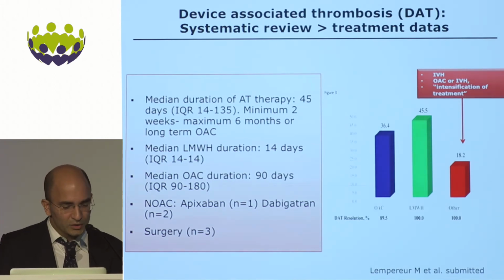So we see that the median duration of antithrombotic therapy for this complication was 45 days with a minimum of 2 weeks and a maximum of 6 months. And we see that the median duration of treatment was lower with low molecular weight heparin as compared to oral anticoagulation. There were only very few cases reported with the NOAC, only 1 case reported by Dr. Fréchette with apixaban with successful resolution of the thrombus, and 2 cases with dabigatran with only partial resolution of the thrombus. So we cannot recommend really NOAC until we have more data. And there were 3 cases of very large thrombus that could only be solved by surgery.